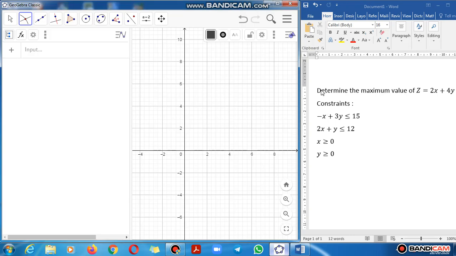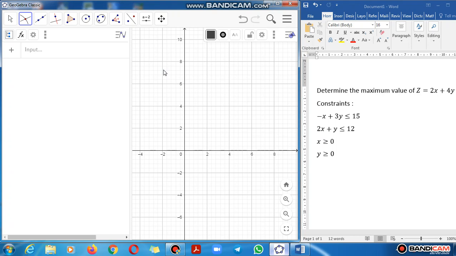I have the problem. Determine the maximum value of the objective function z equal to 2x plus 4y with constraints negative x plus 3y less than or equal to 15 and 2x plus y less than or equal to 12 and x greater than or equal to 0 and y greater than or equal to 0. Let's begin to solve that problem.